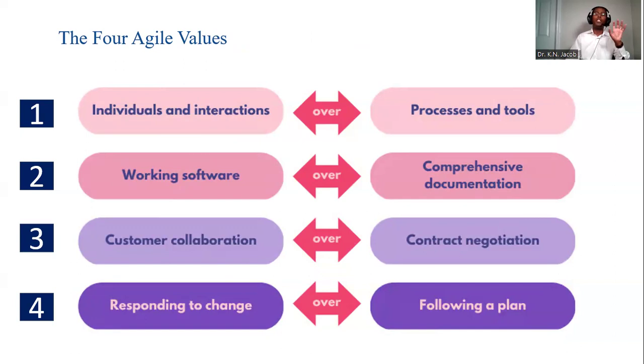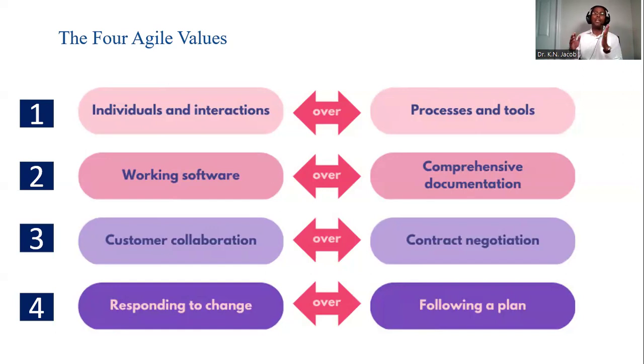So when it comes to Agile project management, we choose individuals and interactions over processes and tools. Number 2, we choose a working software over comprehensive documentation. 3, we choose customer collaboration over contract negotiation. And 4, we choose responding to change over following a plan.